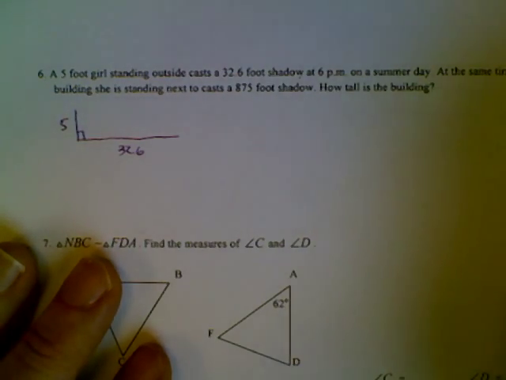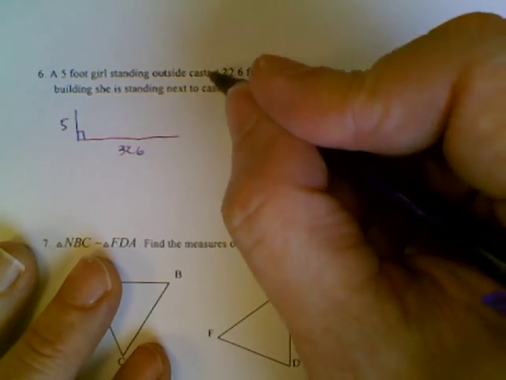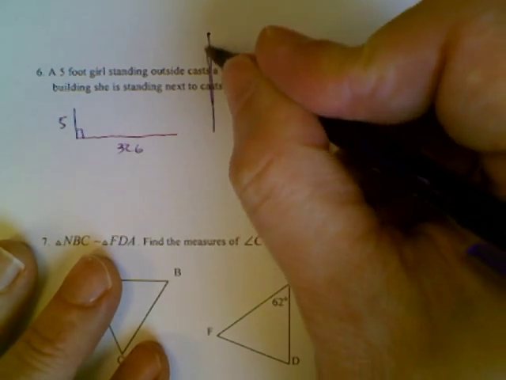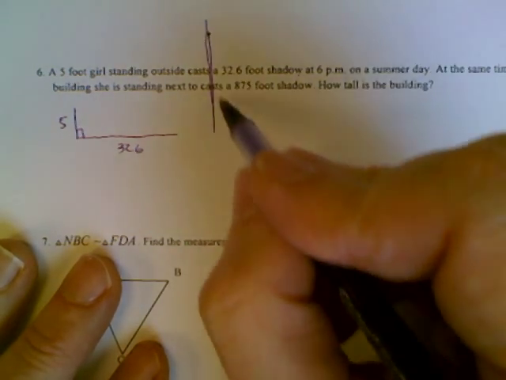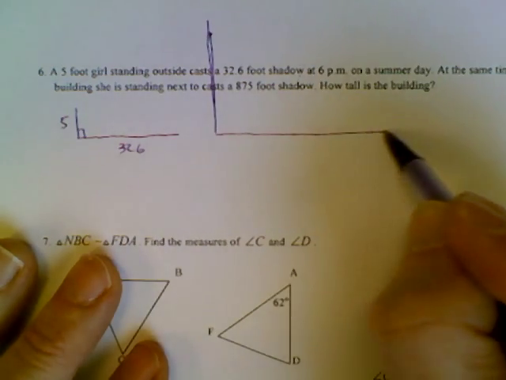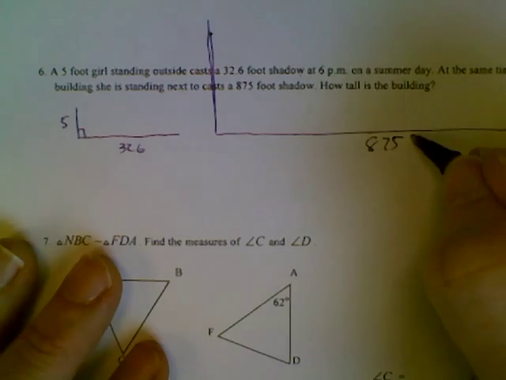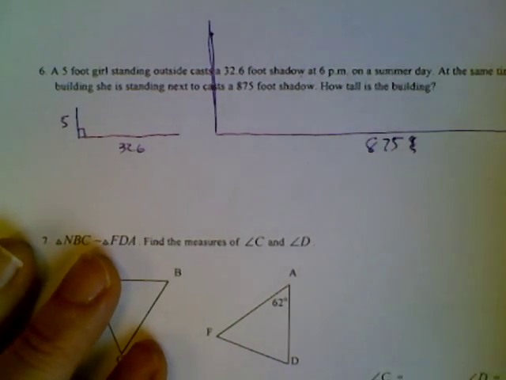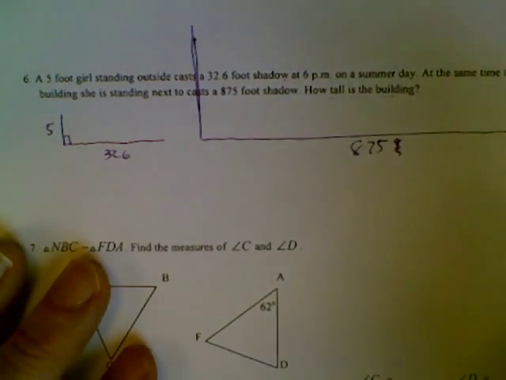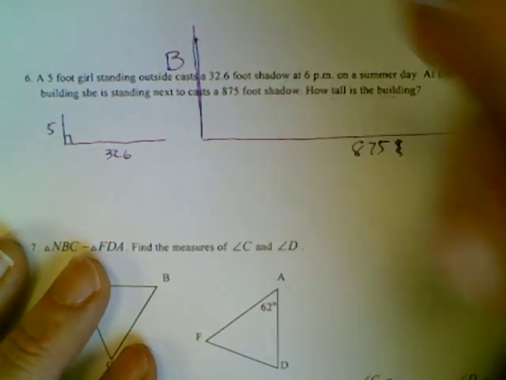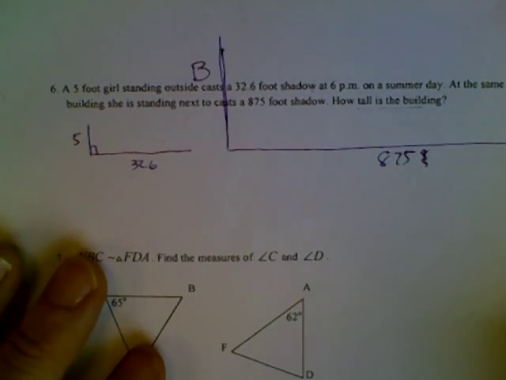I think that's a fair assumption to make in this problem. At the same time, the high-rise building she's standing next to, so there's some big high-rise building over here, and we know the length of the shadow of that high-rise building. Very long shadow, 875 feet. What we don't know is how tall is the building. So let's put a variable up there. I'm going to call it B for the building height.